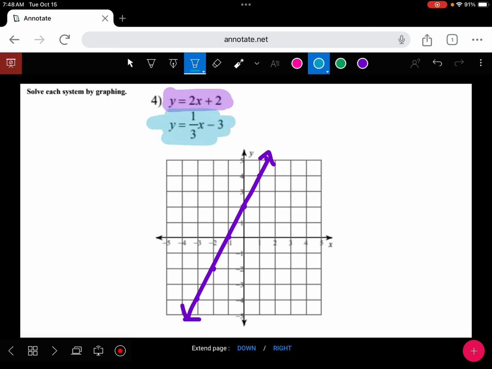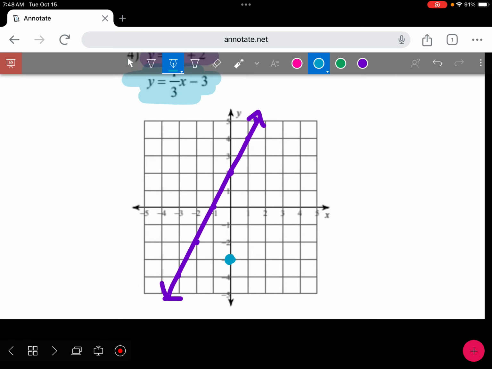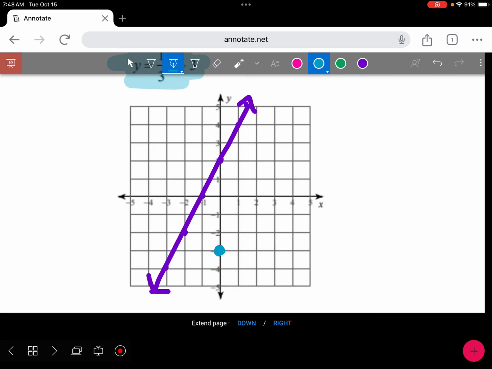Last one for us to do together up here. Where am I going to start on this blue one? -3 on my y-axis. How do I find my next point? Up 1, right 3. Up 1, right 3, which I'm off my graph a little bit there. I could also go down 1, left 3.